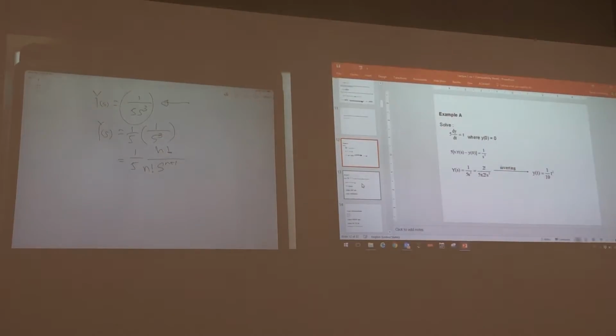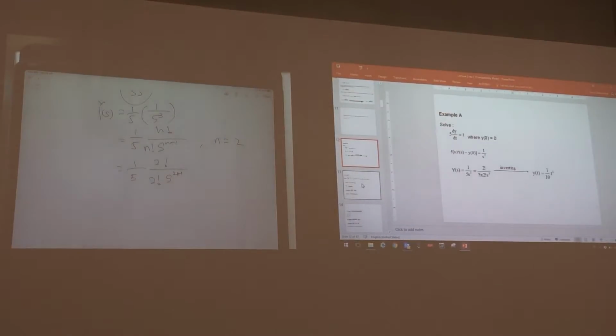Any question? Can, right? So in this case, n is equal to 2. So if I wanted to change it to that format, I should have 2 factorial divided by 2 factorial times s to the power of 2 plus 1.